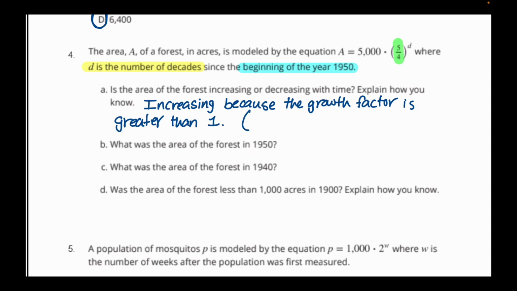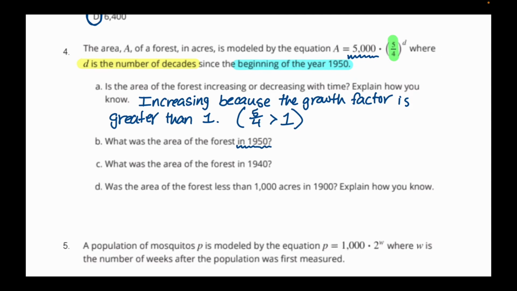And in this case, that is 5/4, which is greater than 1. Because 4/4 is 1, so 5/4 is bigger. Not a lot bigger, but just a little bit. So if we ask what was the area of the forest in 1950, that is the initial value, so that's going to be the 5,000, because in 1950, that is our initial value, or when we are starting. So that would be 5,000, and this is measured in acres, so we'll say 5,000 acres.